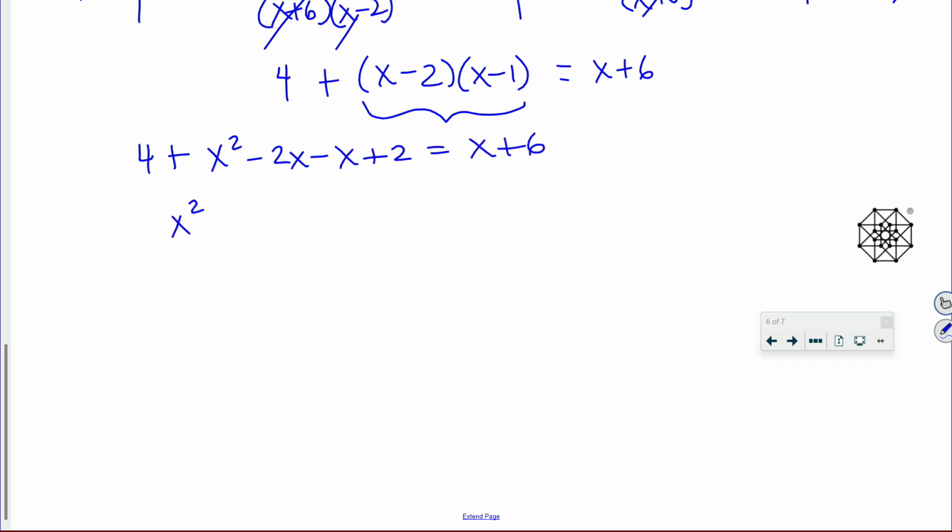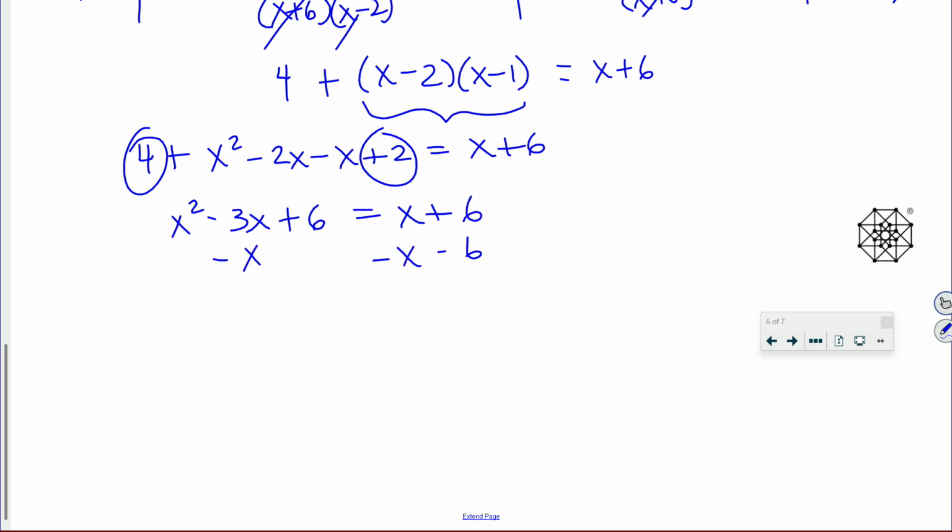Let's combine some like terms over here. 4 and 2 is 6. x plus 6. Bias towards the zero product law. Get everything equal to 0. Oh, that's interesting. My 6's cancel. I get x squared minus 4x is equal to 0.